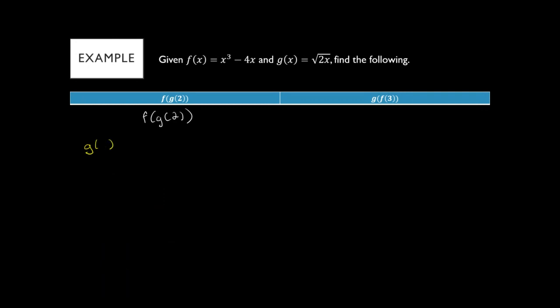So let's actually start with g of x. So g of x is the square root of 2x. And we are finding g of 2. So it's normally g of x, but now we're replacing x with 2. So everywhere that you see x, you're going to replace that with 2.